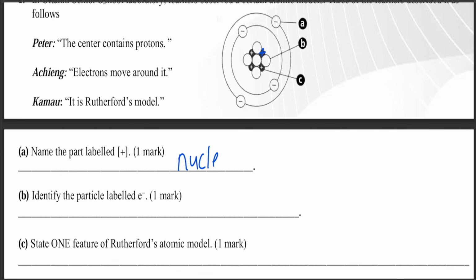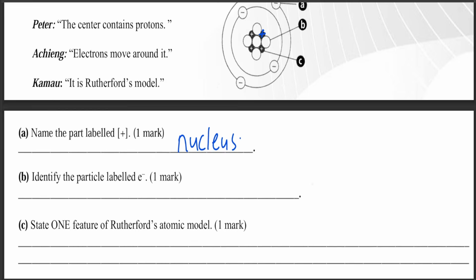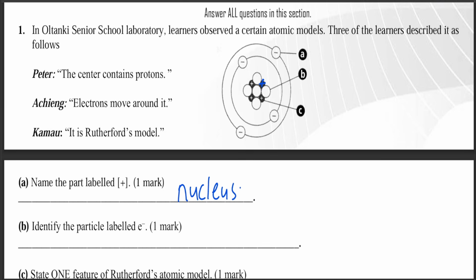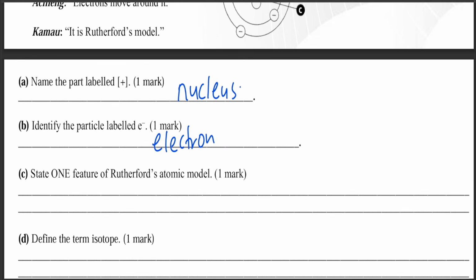Okay, the nucleus. Question B. Identify the particle labeled E minus. That is obviously the electron. Okay. Question C. State one feature of Rutherford's atomic model.